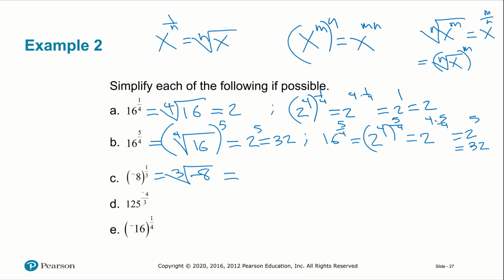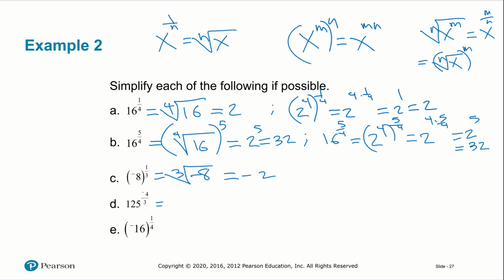So what number do we have to cube to get -8? Well, we know that if we cube 2, we get 8, right? So if we cube -2, we should get -8. So when you see this expression, cube root of -8, you have to ask yourself a question. What number do I have to cube to get -8? That's where you get your -2.